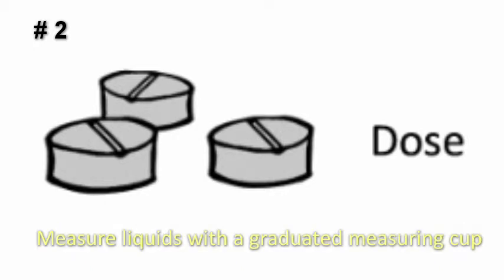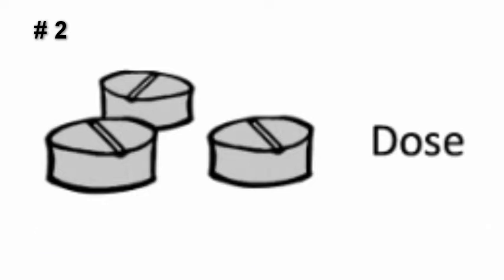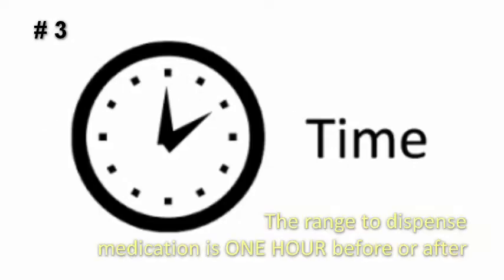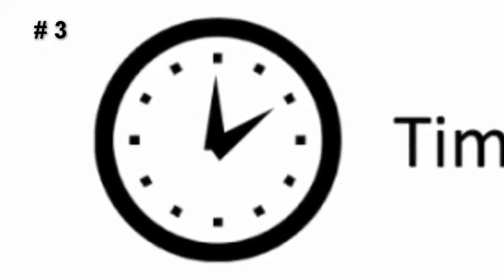When pouring liquid, use a medication measuring cup with a graduated range for accuracy. The right administration time. The period for providing your client with their meds is up to an hour before or after the stipulated medication administration time. For example, a medication scheduled at 1400 hour may be given any time between 1300 and 1500 hour.